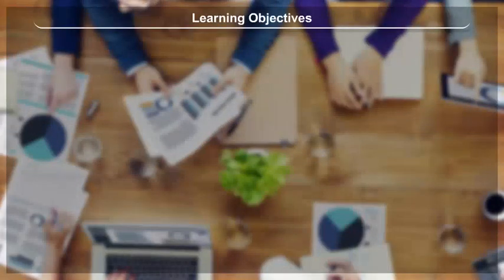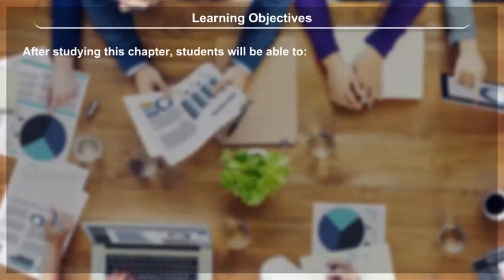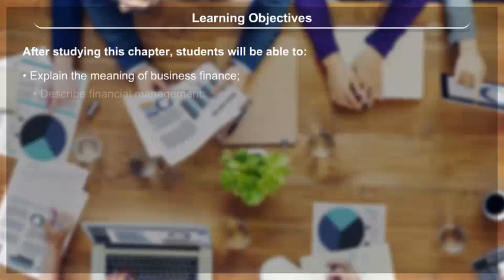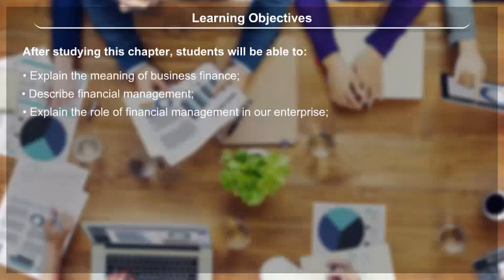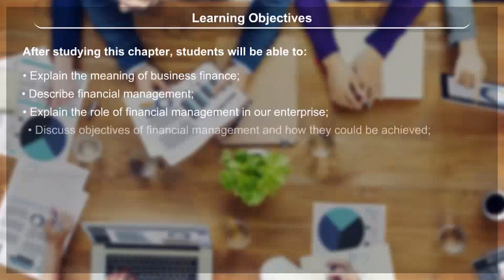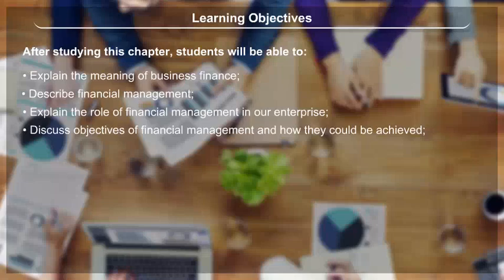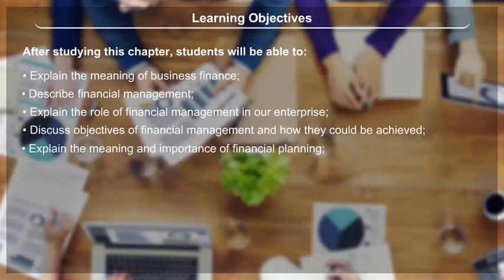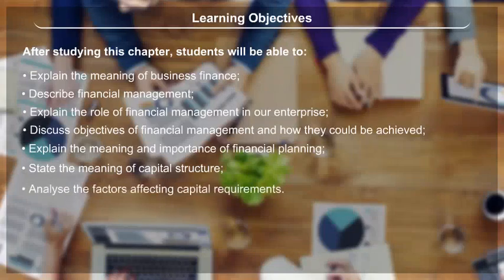Learning objectives. After studying this chapter, students will be able to explain the meaning of business finance, describe financial management, explain the role of financial management in an enterprise, discuss objectives of financial management and how they could be achieved, explain the meaning and importance of financial planning, state the meaning of capital structure, and analyze the factors affecting capital requirements.